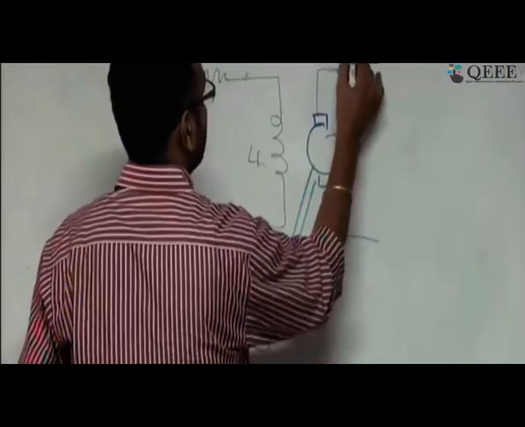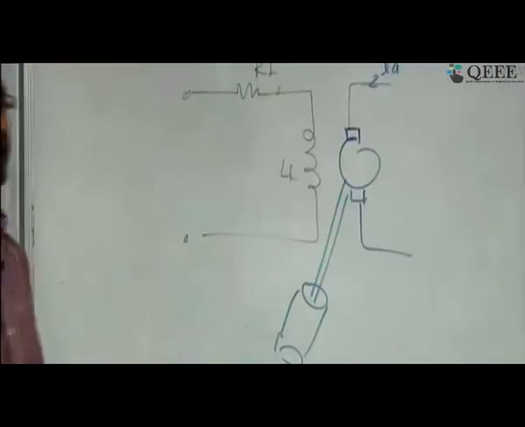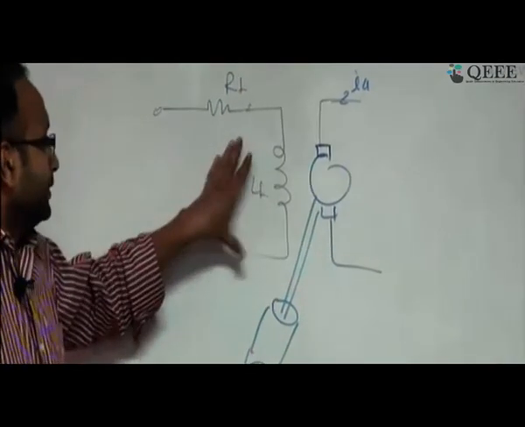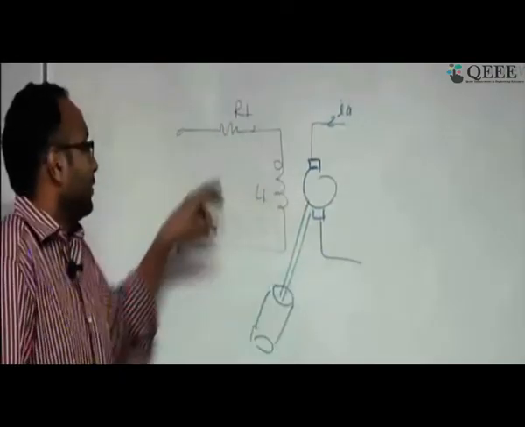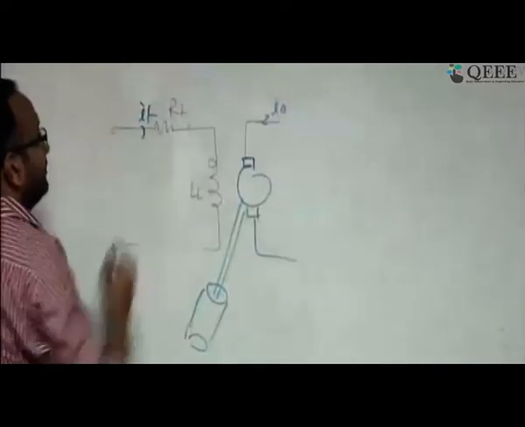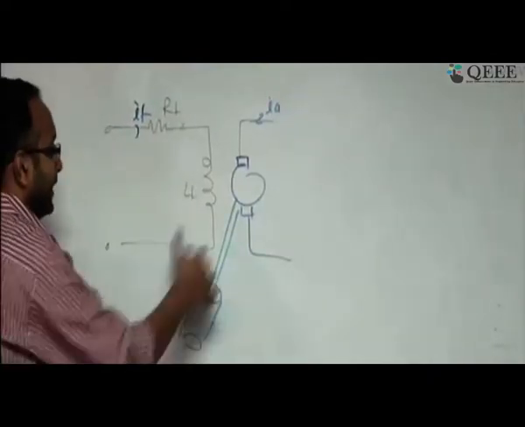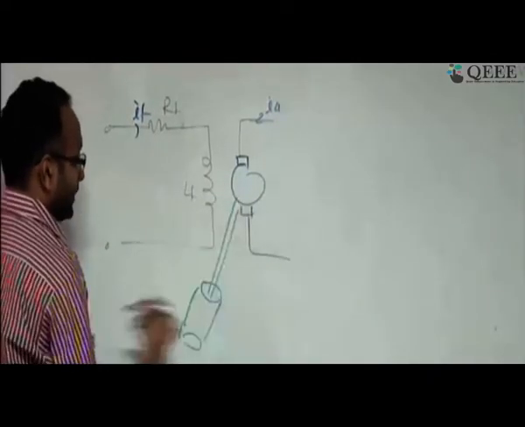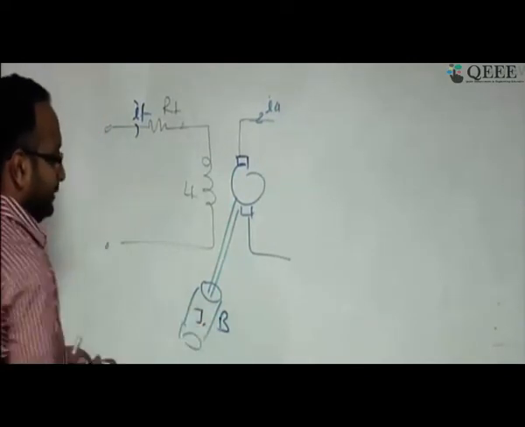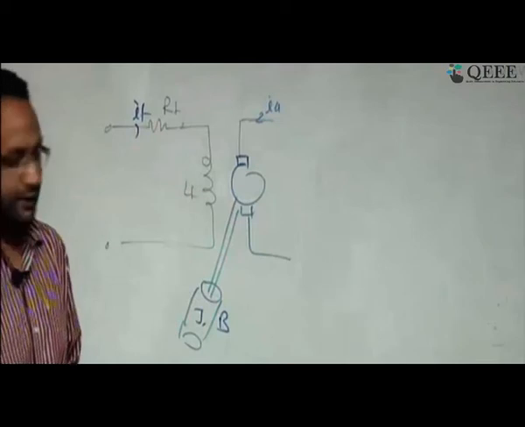Fine, and this is a typical block diagram of your field control motor. This is the motor, and you are controlling only the field current, and you are keeping your armature current constant. You are connecting a load. The load is defined by moment of inertia J and B, correct? This is a typical thing which you have come across.